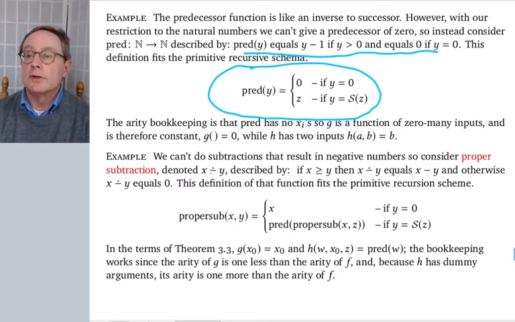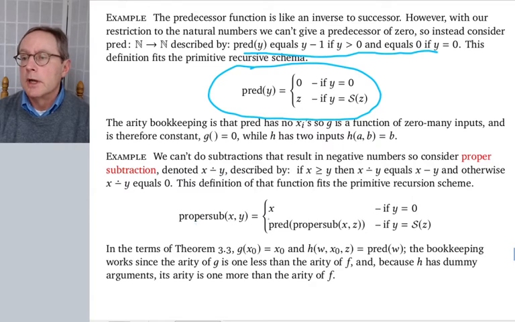So we have to define subtraction. It's called proper subtraction because you have to be careful not to come up with negative numbers. We have to define subtraction in such a way that it's defined using these two cases. So that's what the homework is going to call for. In any event, it's not all that hard.